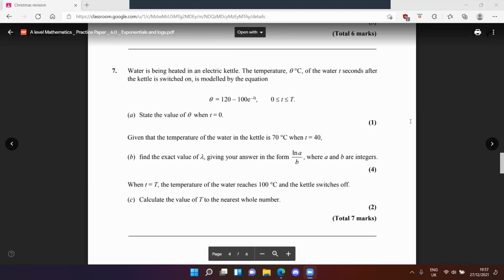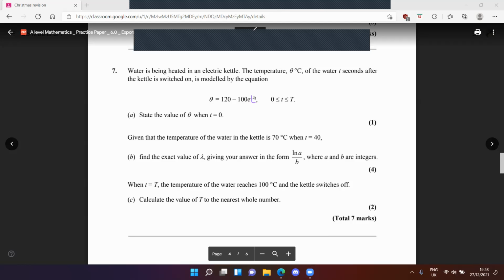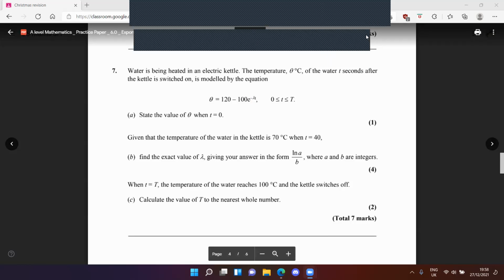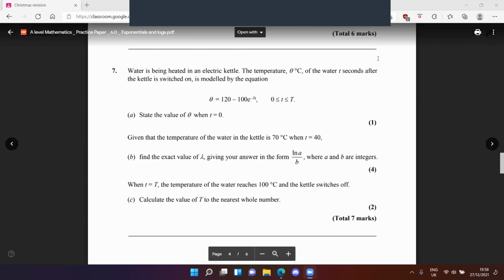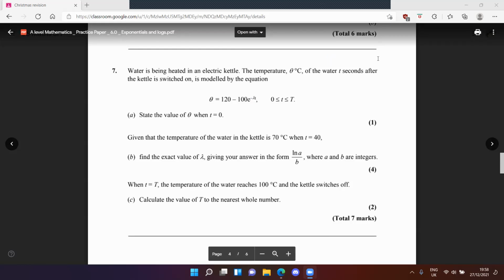So if I make t 0 here, it'll be 20. You're right, because e to the power 0 is 1, so 120 minus 100 is 20. What's this lambda here for? It's just some constant. Does it say something about lambda? It says in part B, find the exact value of lambda. So not relevant for part A.